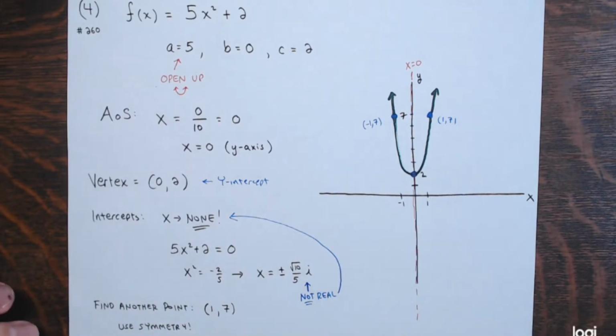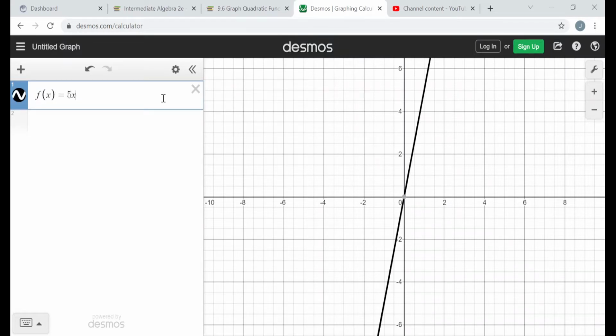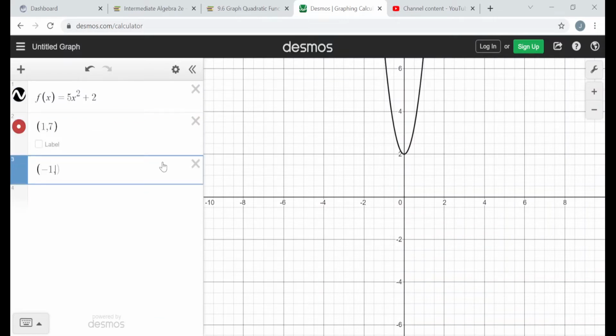And again, let's take a look at this on the Desmos site. So the function that was given, f of x equals 5x squared plus 2. And see that? The y-intercept is also the vertex, right? (0, 2). And it's opening up, so it's not hitting the x-axis, right? There are no x-intercepts. And those other points I plotted should be on here as well, right? (1, 7) should be on there. (Negative 1, 7), right? Those should be on there as well.